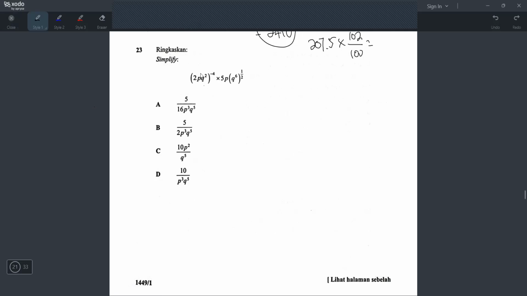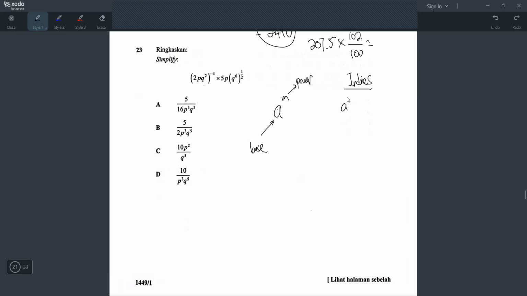Okay. How to simplify? First of all, they put bracket power -4. It means everything inside here have to power -4. Okay lah. Let's not look at this question first. Let's talk about indices law. So indices, there is a few things that you must know. First thing first, if I give you something power something like this, A power M, this thing we call it the base, this we call it the power, right?